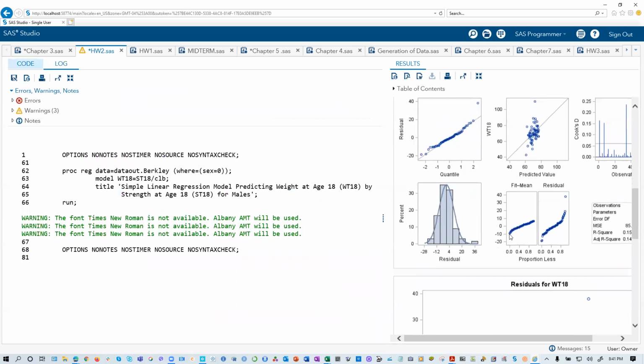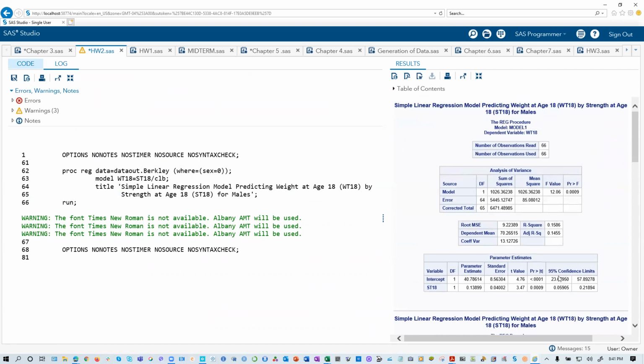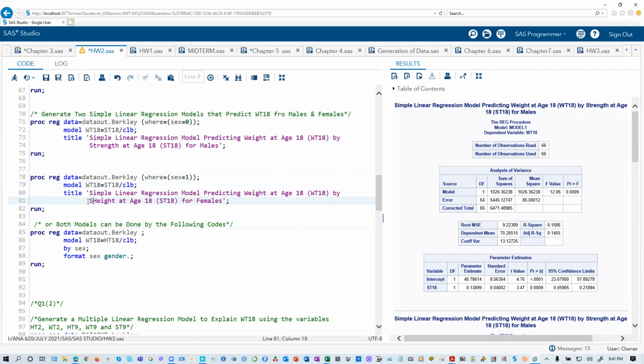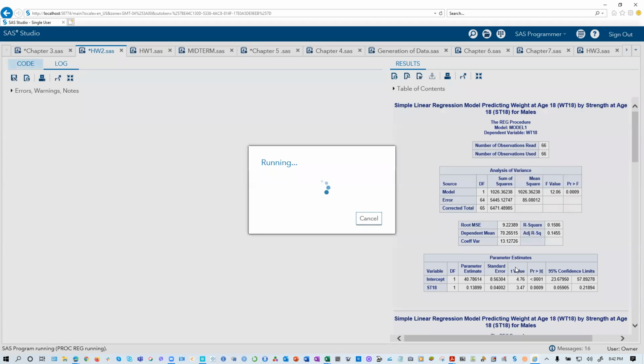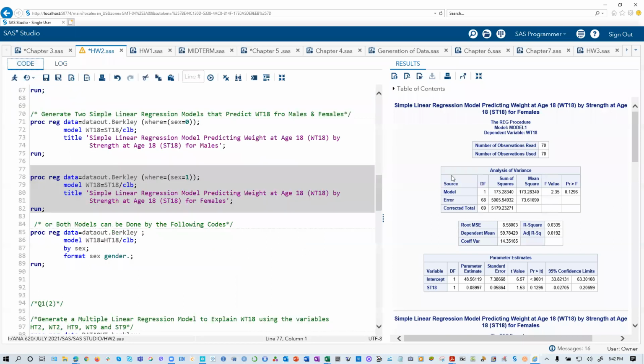I cannot remember, Angela suggested a different way of doing this one. I'm doing this one at a time, but you don't have to. You get all the results, they are B0 and B1. And this one, same thing. I'm going to say ST18 for females, WT18 by the strength. Instead of that, both can be run at the same time. Results are over here too.